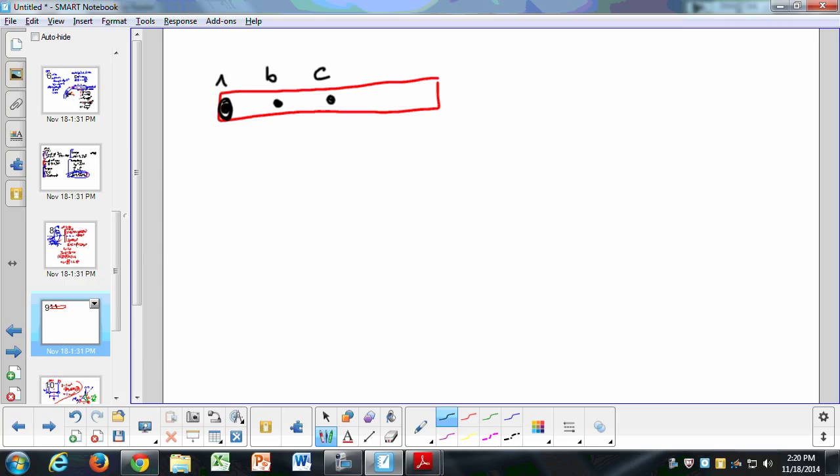Is that the same concept as the ballerina with her arms out? She's got a larger moment of inertia when her arms are out as opposed to... Yeah, because when she puts her arms out, she's extending mass out to larger radii. And so, since that r is squared, it increases her moment of inertia by a lot. That's why she can change her speed so drastically.